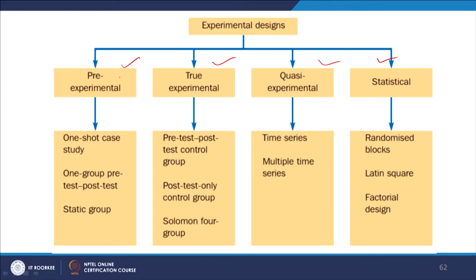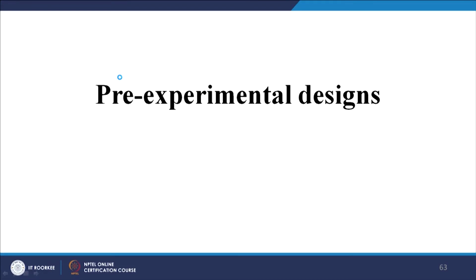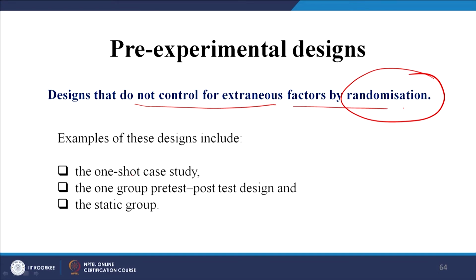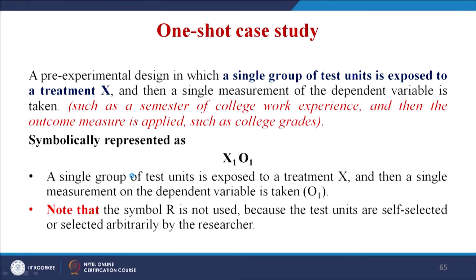Experimental designs are basically broken into 4 parts: pre-experimental, true experimental, quasi experimental and statistical experimental. Let us go through each one of them. What is pre-experimental design first? Pre-experimental design is a design that does not control for extraneous factors by randomization. So this facility of randomization is not available in pre-experimental designs. An example is the one shot case study. Let us take them one by one.